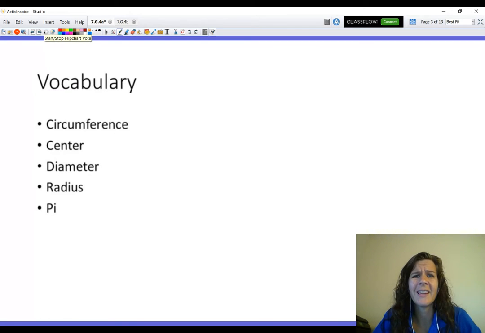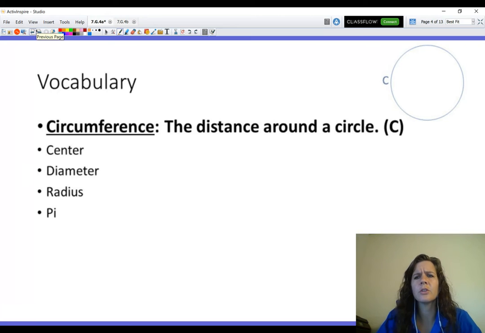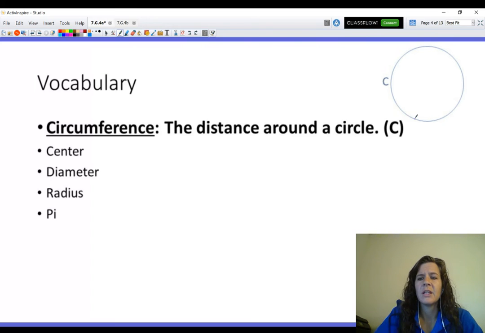In that I can statement, there were a lot of new words that you may not have heard before. Circumference, center, you know what that is. Diameter, radius, and pi. Those are all new words. So let's talk about what each of those means. The circumference is the distance around a circle. So when you draw a circle, you draw its circumference. Its distance around is its circumference.